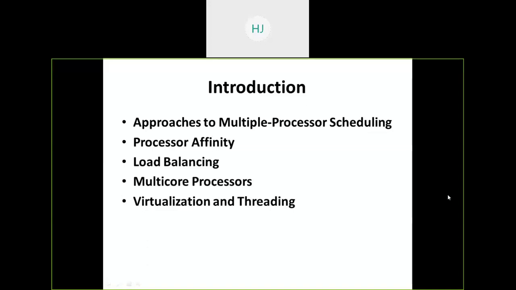While the second one is hard affinity. Hard affinity allows a process to specify a subset of processors on which it may run. Some systems, such as the Linux operating system, implement soft affinity, but also provide system calls that support hard affinity.